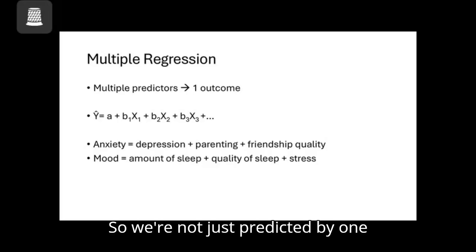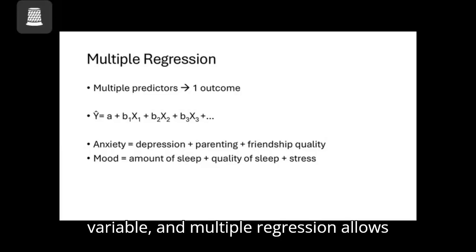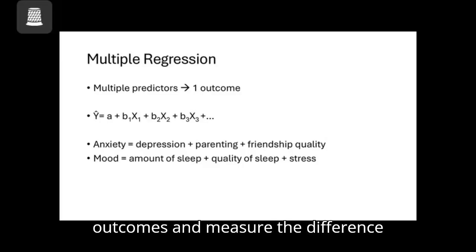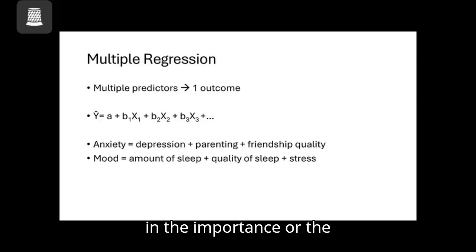So we're not just predicted by one variable, and multiple regression allows us to see multiple factors going into these outcomes and measure the difference in the importance or the weight of each of those different variables on our outcome variable.